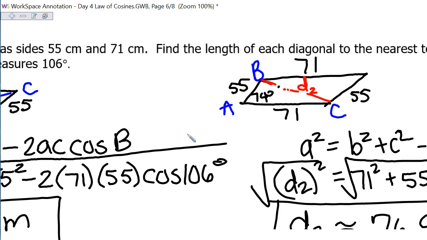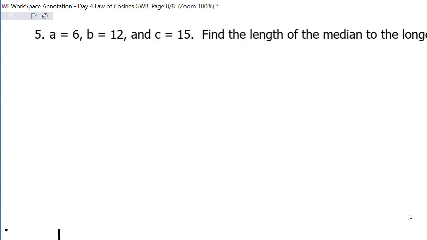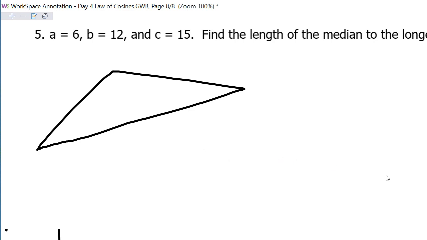And the last one. We have side A is 6, B is 12, C is 15. Okay, so we have A, B, C. Side A is 6, side B is 12, side C is 15. And it says find the length of the median to the longest side. What is median? What does the median do? Yeah, it cuts it in the middle.